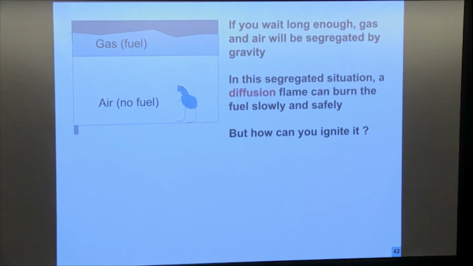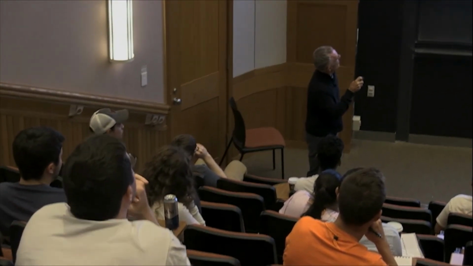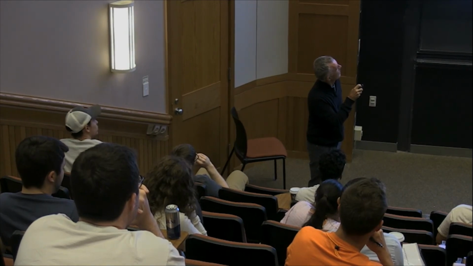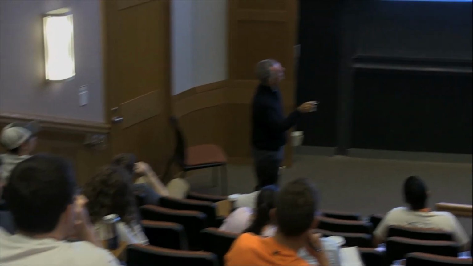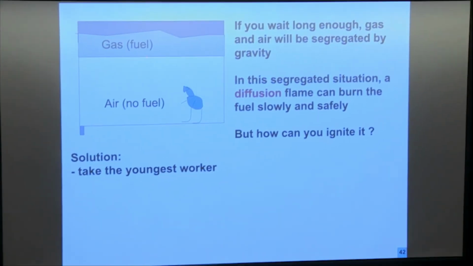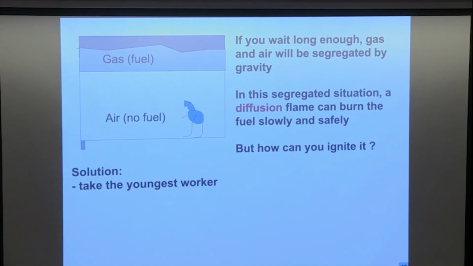Now, if you look at that with your combustion eyes, you say, oh, this looks like a diffusion configuration. I have air at the bottom and fuel at the top. So if I can ignite a small flame here, I will actually see a diffusion flame on top, which will burn everything. Then the question is, how do you ignite it?